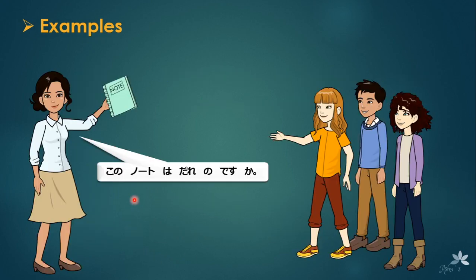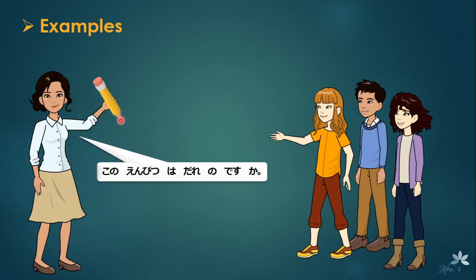Let's look into some more examples. Now, she has a notebook in her hand and she's asking, Kono noto wa dare no desu ka? Dare means who and dare no is whose. Kono noto wa dare no desu ka means whose notebook is this. So we are talking here as this notebook is whose. So the girl replies, Watashi no desu. It's mine.